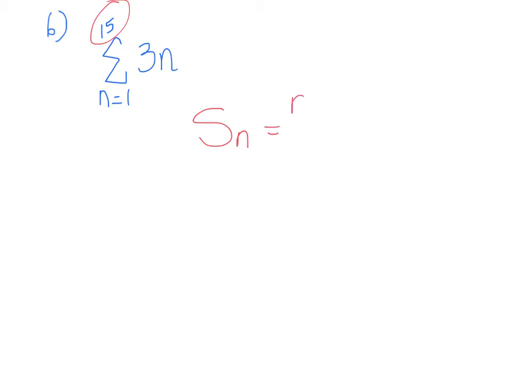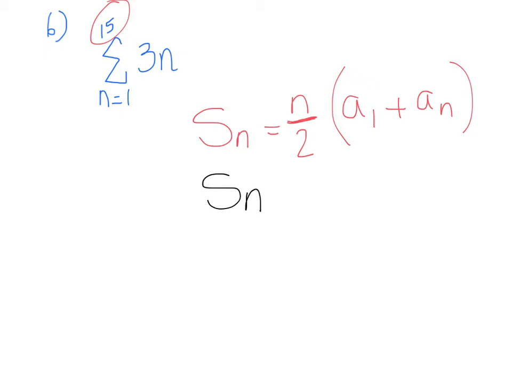So I have n over 2 times a sub 1 plus a sub n, first term plus last term. Right now we want the sum of 15 terms, from 1 to 15. So that's 15 over 2, a sub 1 plus a sub n. Well, how can I find those?